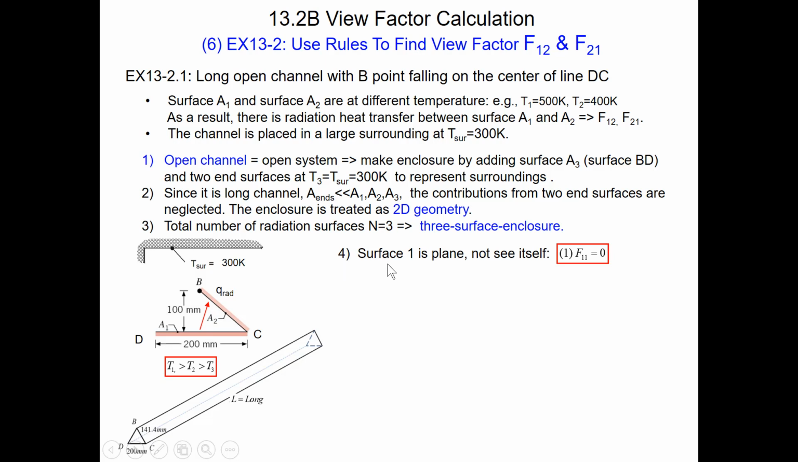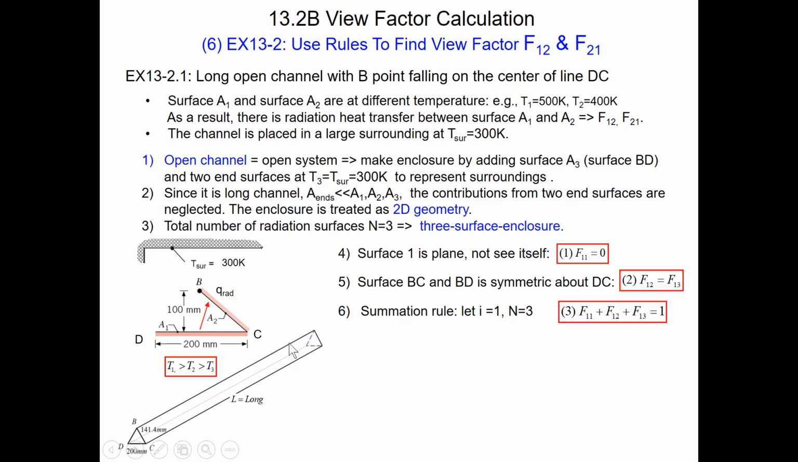Step 4. If we check surface 1, it is plane, therefore its view factor F11 is 0. Step 5. Since surface BC and surface BD are symmetric about surface DC, according to the symmetry rule, these 2 view factors are the same.